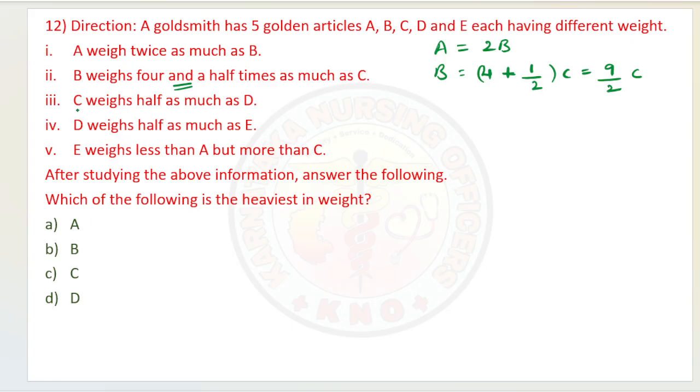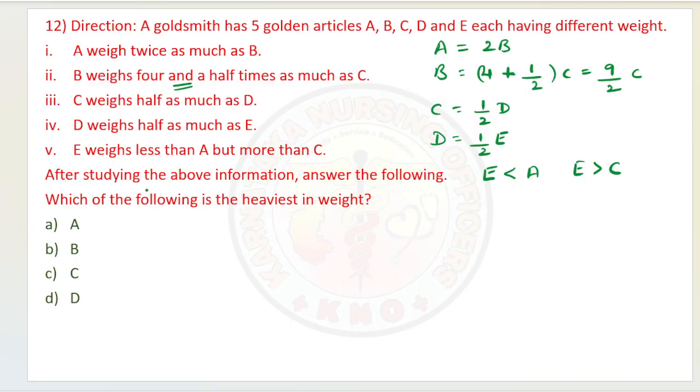Then according to statement 3, C weighs half as much as D. So C is equal to half of D. Then fourth statement, D weighs half as much as E. So D is half of E. Then fifth statement, E weighs less than A but more than C. So E weighs less than A and more than C.